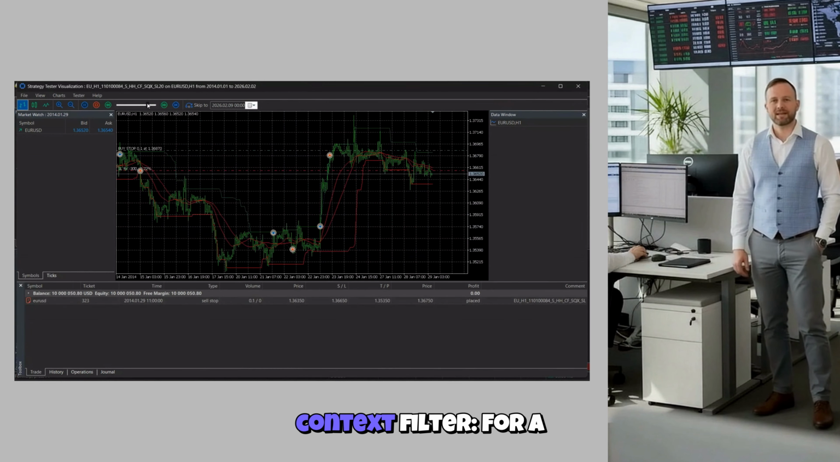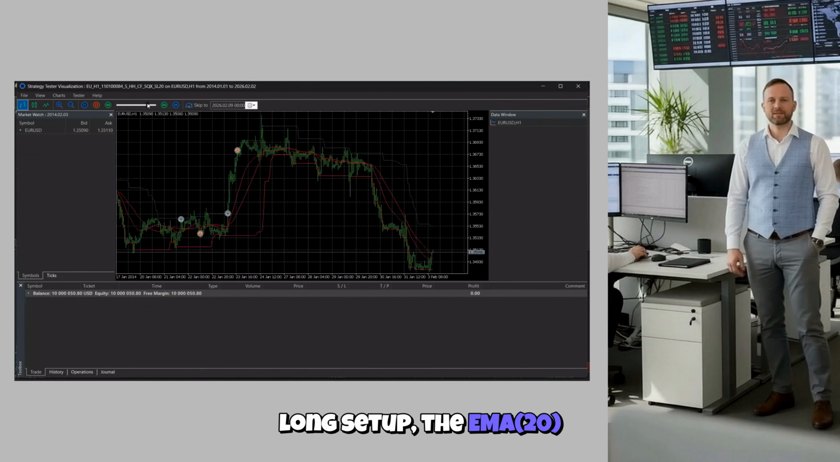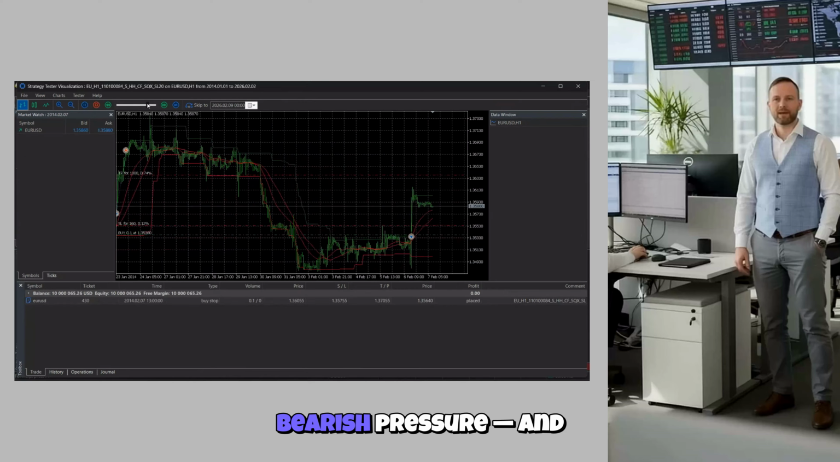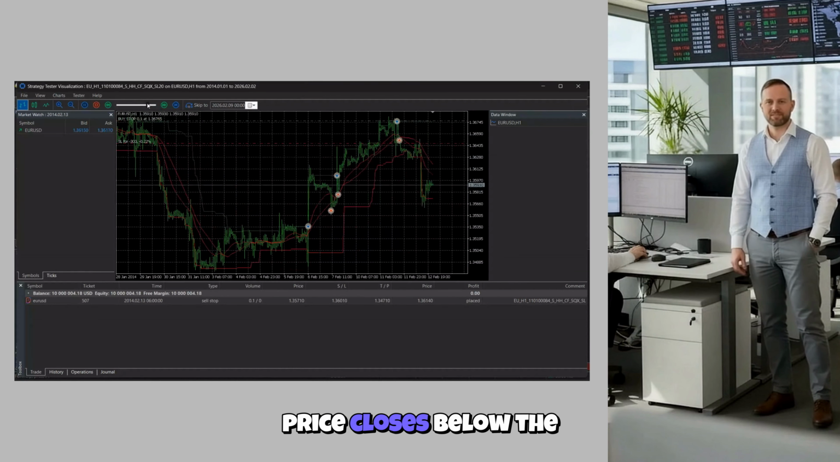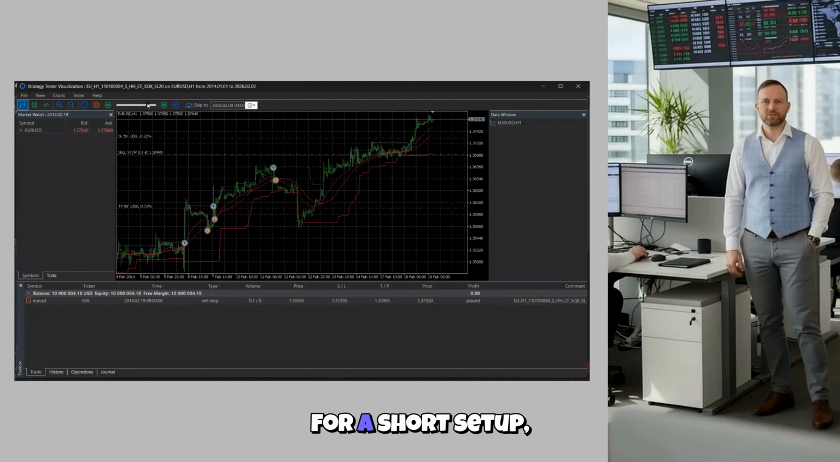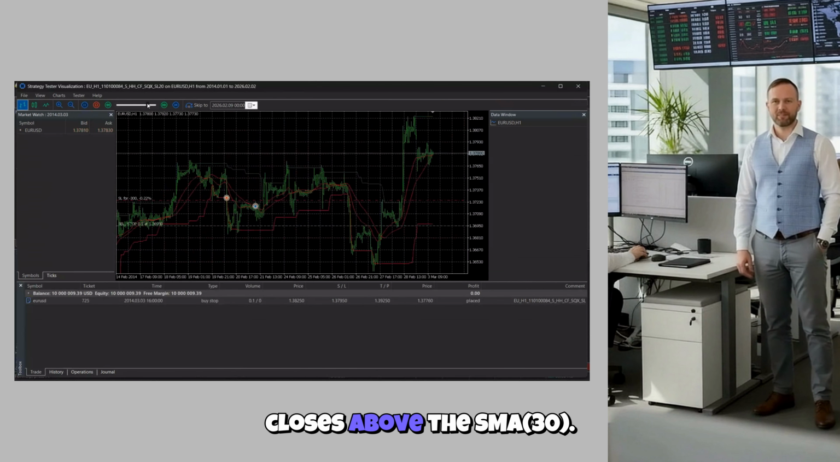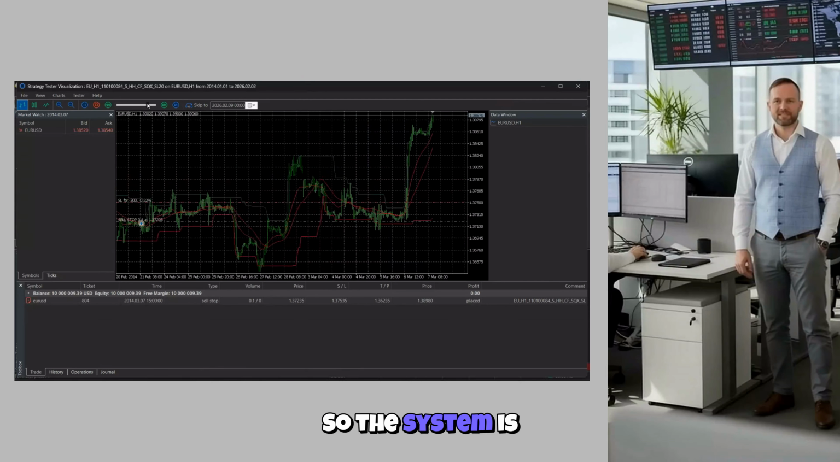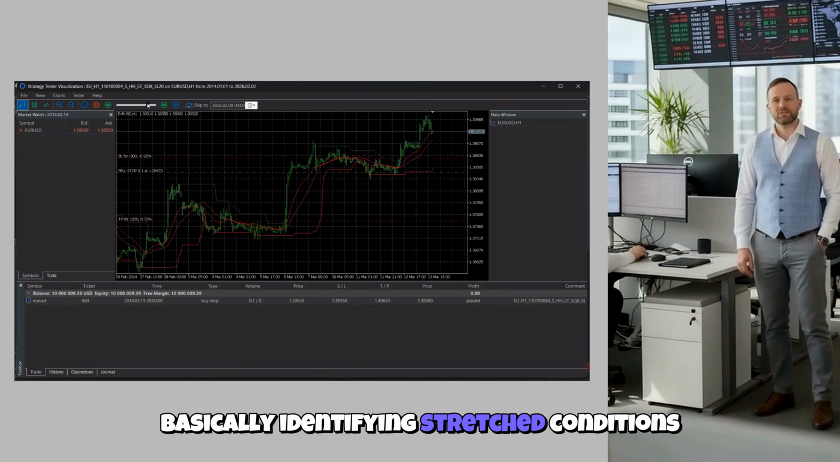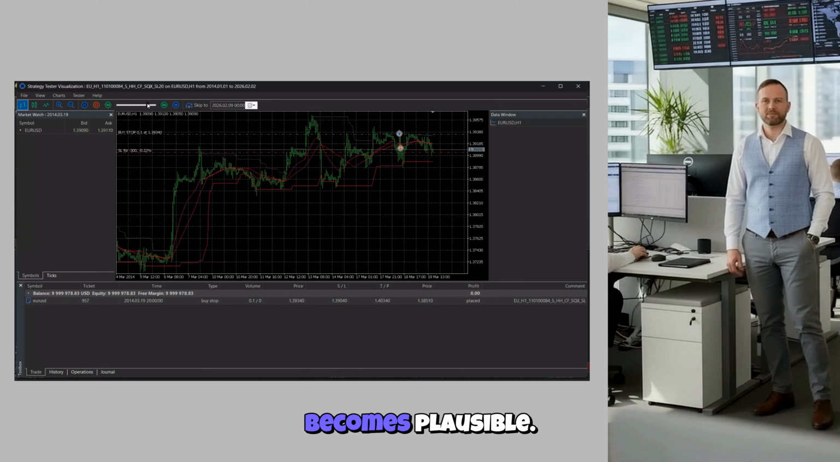Step 1 is the context filter. For a long setup, the EMA 20 is falling, showing bearish pressure, and price closes below the SMA 30. For a short setup, it's the opposite. EMA 20 is rising and price closes above the SMA 30. So the system is basically identifying stretched conditions where a reversal move becomes plausible.